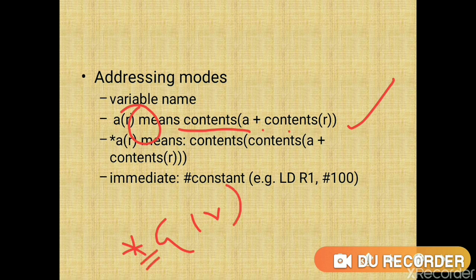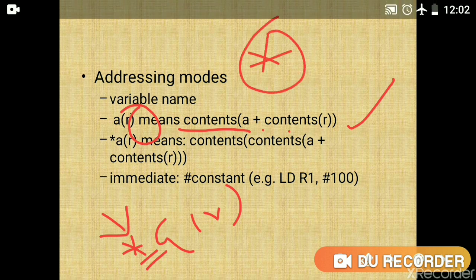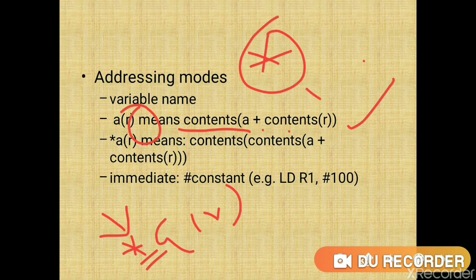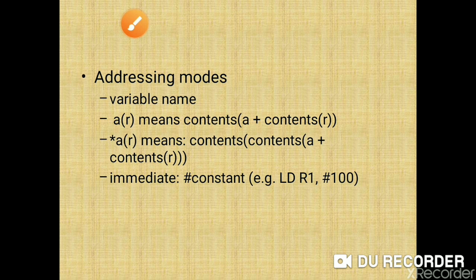The star itself is giving you some particular address, right? So it is like contents of, then it is similar to A of R, right? Star A of R means this star represents some particular memory location. So that is contents of A of R. What is A of R? Contents of A plus contents of R. Likewise, we can use this addressing mode.